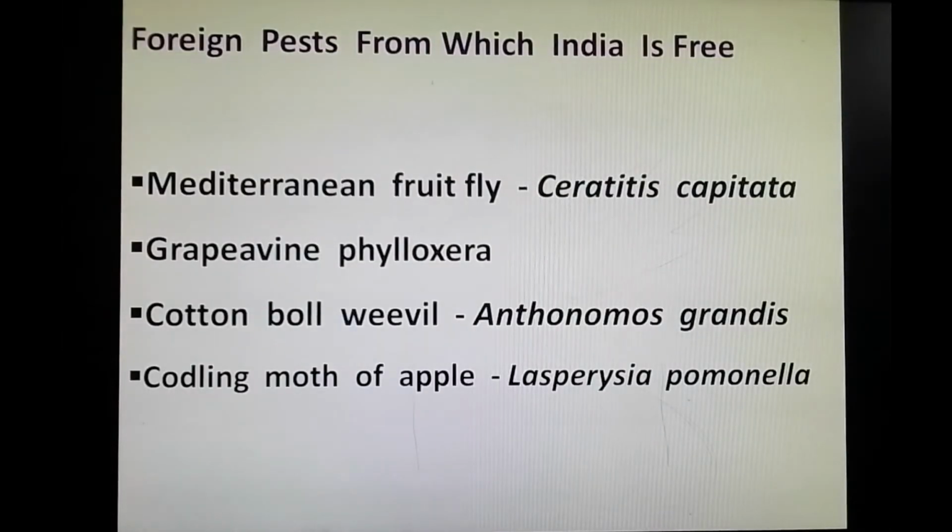Now let's quickly see what are the important pests which are there in other countries, but India is free from those pests. Classical example is Mediterranean fruit fly, Ceratitis capitata. Then grapevine phylloxera is also not there in India till date. Cotton boll weevil, Anthonomus grandis, is also not there in India till date. Then codling moth of apple, India is also free from this pest.